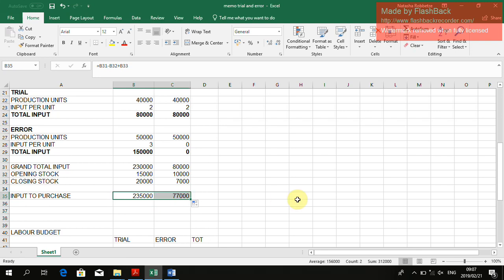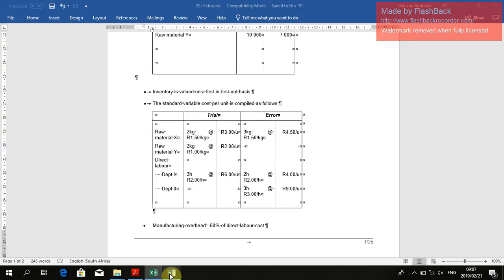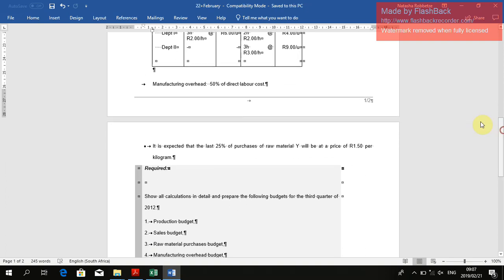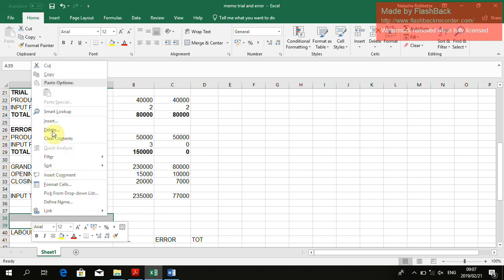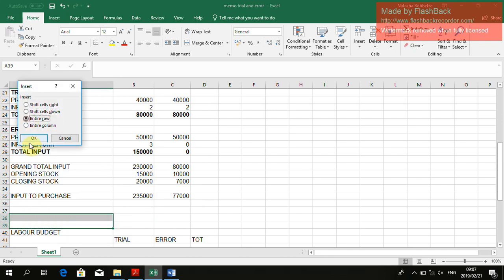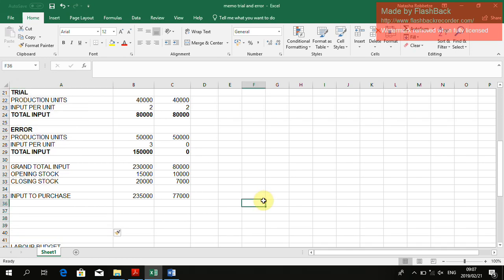Then there is a pricing situation that needs to be sorted out. So if I look at the question, they say for raw material Y, the last 25% will be purchased at 150. So there is a price change, but it's only for raw material Y. So what I will do is I start with raw material X. I just want to add some columns here. I'm going to start with raw material X because that is the one that will not be affected, and I can already score some marks.